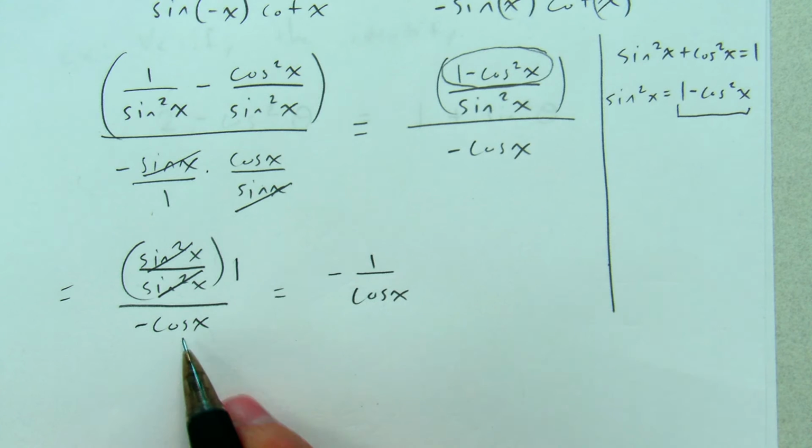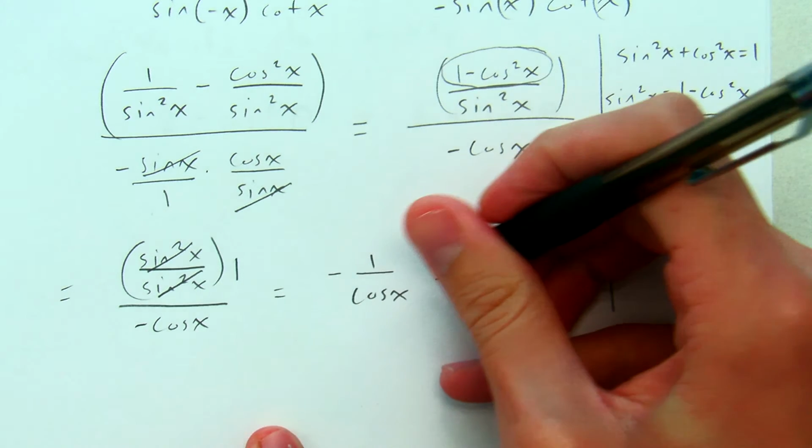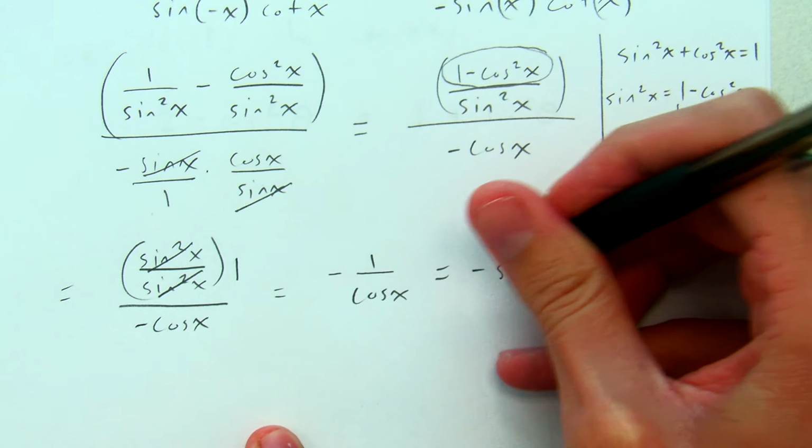One over negative cosine x. My last step is, rather than leaving it as a fraction, I know that 1 over cosine is equal to secant.